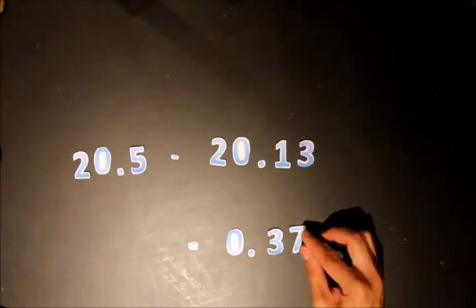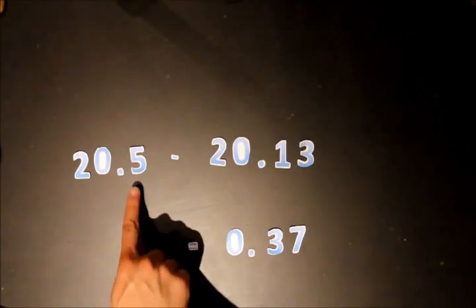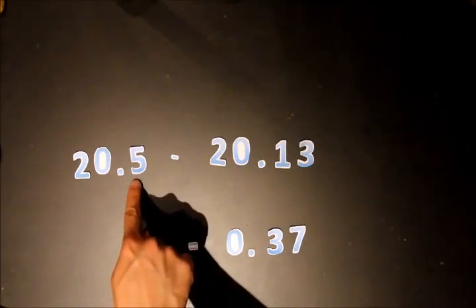The same rule will apply for subtraction. So if you were to subtract these two numbers, we can all agree that the difference would be 0.37. But again, because 20.5 only has one place after the decimal point, your answer can only have one place after the decimal point. Therefore, the 7 rounds up and leaves you with 0.4.